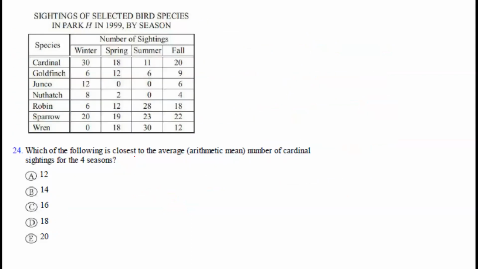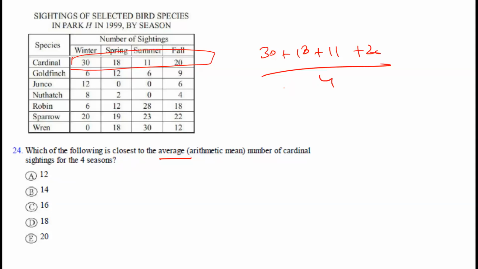Question 24, which of the following is closest to the average number of cardinal sightings for the 4 seasons? Cardinal is this. So 30 plus 18 plus 11 plus 20 divided by 4. So 30 plus 18 is 48, 48 plus 11 is 59, and 59 plus 20 is 79 divided by 4. Approximately it will be 20. Option E is correct.